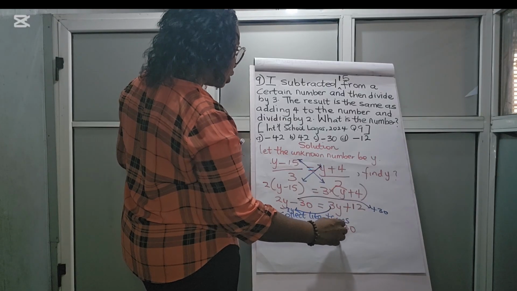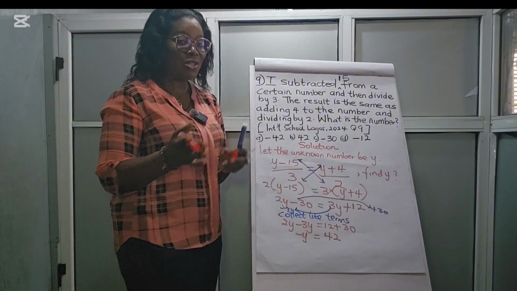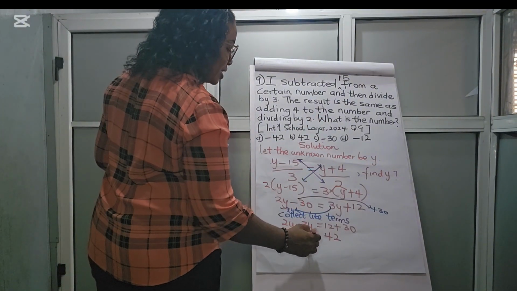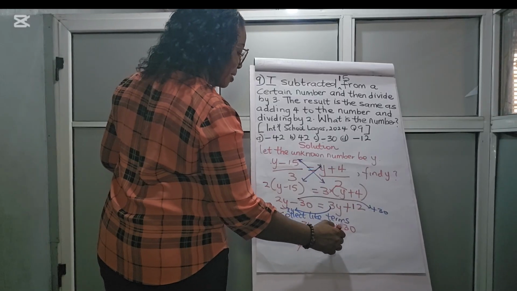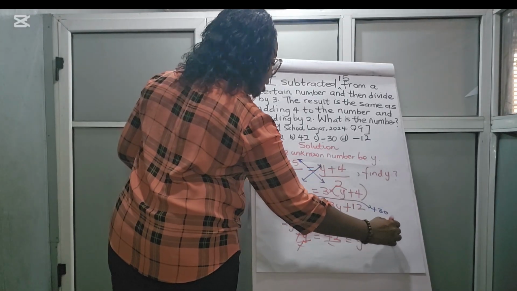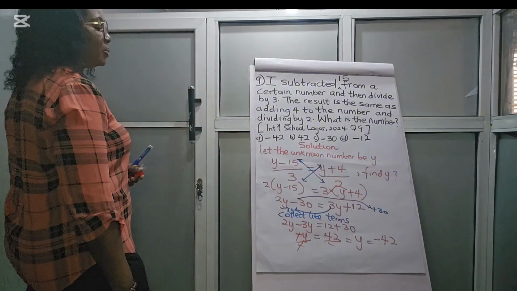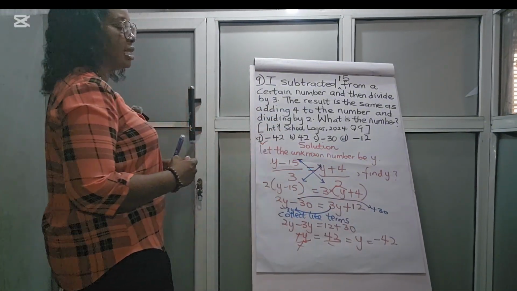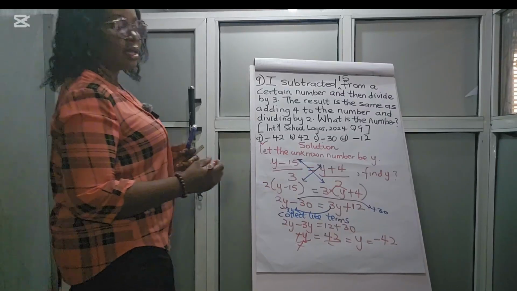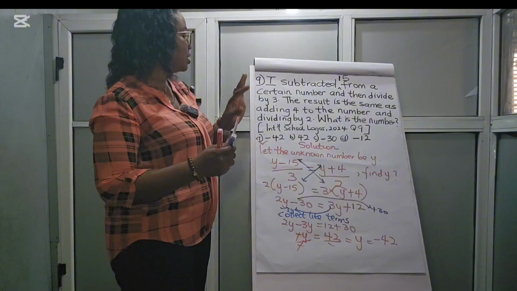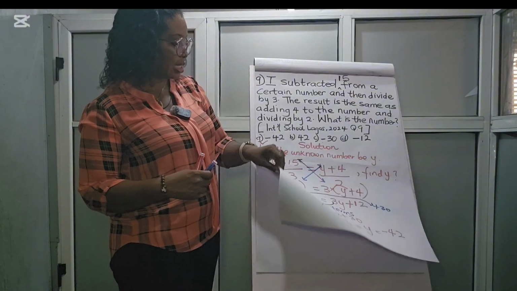42. The question says, what is the number? So dividing both sides by minus 1 so that we can get rid of the negative sign, our answer y will be equal to minus 42. So that's option A as our answer, minus 42. So moving on to number 10, which is the last question.